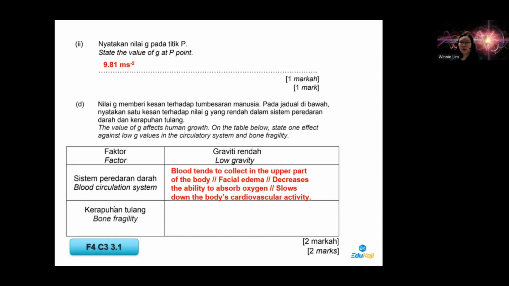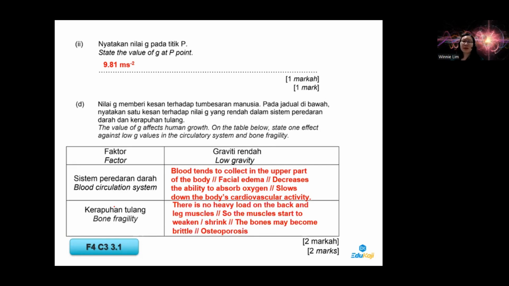They are quite fragile. Why? Because there's no heavy load on the back and the leg muscles. And then the muscles start to shrink, causing the bones to become brittle, or osteoporosis. So you see, double slash means any answer that you give will be correct. No need to give all.